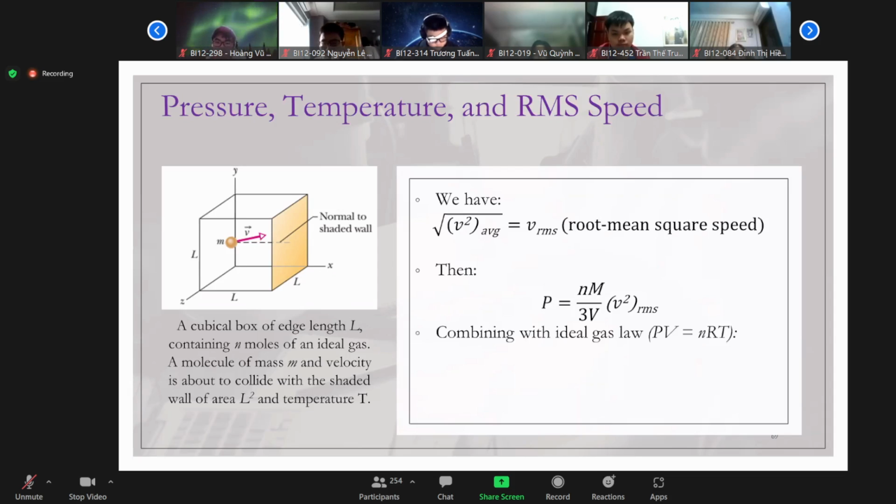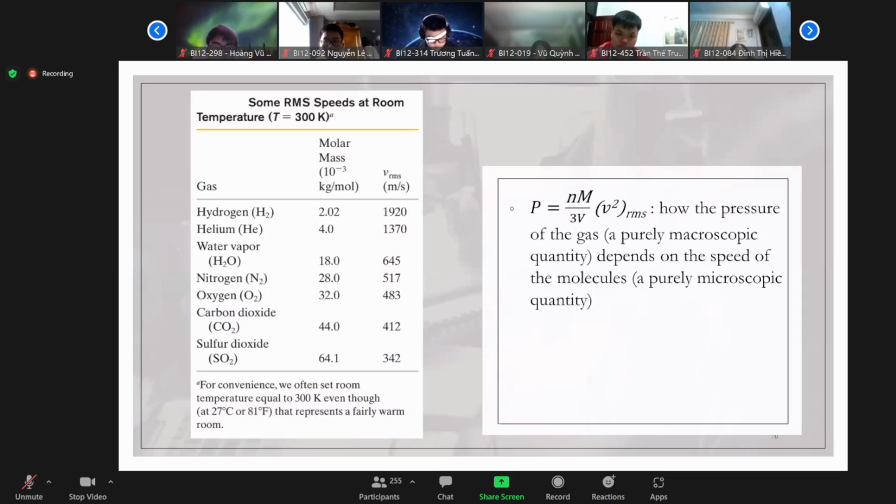Is it okay? If we combine once again with the ideal gas, what do we have? We can calculate the root mean square speed, which is this one. PV here equals nRT, so you replace it. Then the root mean square speed can be calculated using this formula. Okay, now this expression will tell us how the pressure of the gas depends on the speed of the molecules.